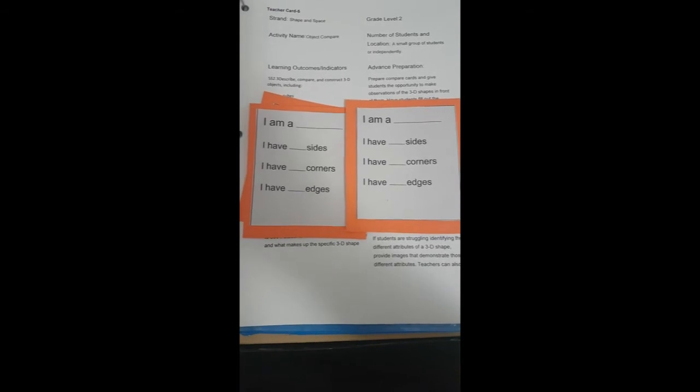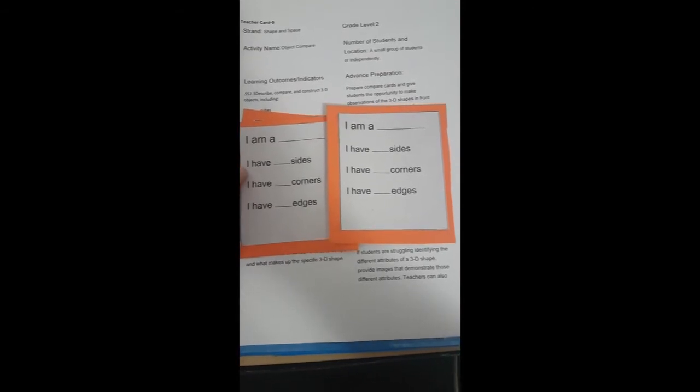So the resources for this activity are pictures of 3D objects or the actual 3D objects themselves, and then compare sheets. So these are the compare sheets that I have. Students will look at the shape that they see in front of them, whether it's a cylinder, cube, whatever 3D shape it is, and they will fill in this card.